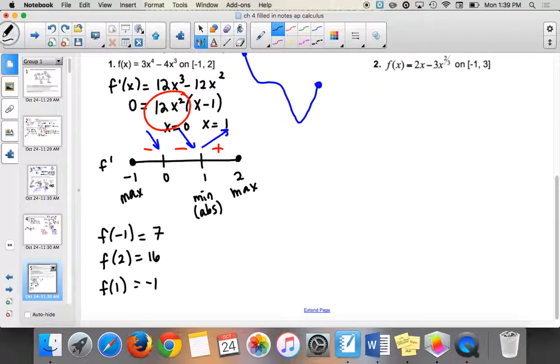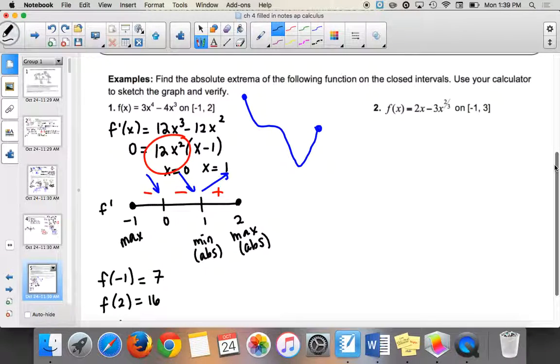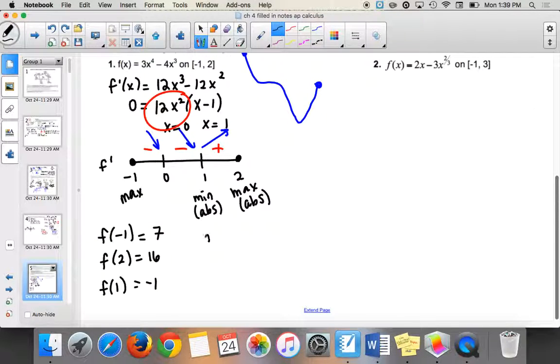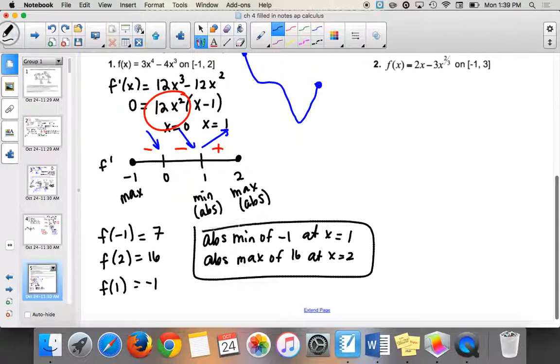All right, so which one's higher? 2. So that's the absolute one. So the question asked for find the absolute extrema. So we're going to say there's an absolute min of -1 at x equals 1 and an absolute max of, not 2, of 16, the y value, at x equals 2. Done. And there has to be. There has to be an absolute max and an absolute min because we were on a closed interval. There has to be a highest point and a lowest point.